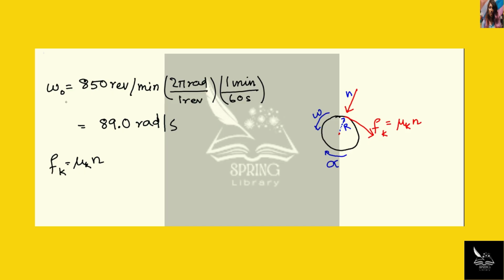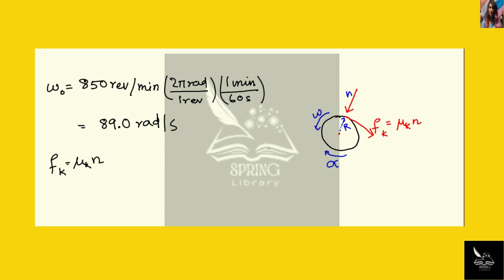Now let's change the omega naught value. Omega naught is the initial angular speed of the grindstone. We convert from rev per minute to radians per second, and that's the conversion. So 850 revs per minute gives us 89 radians per second.